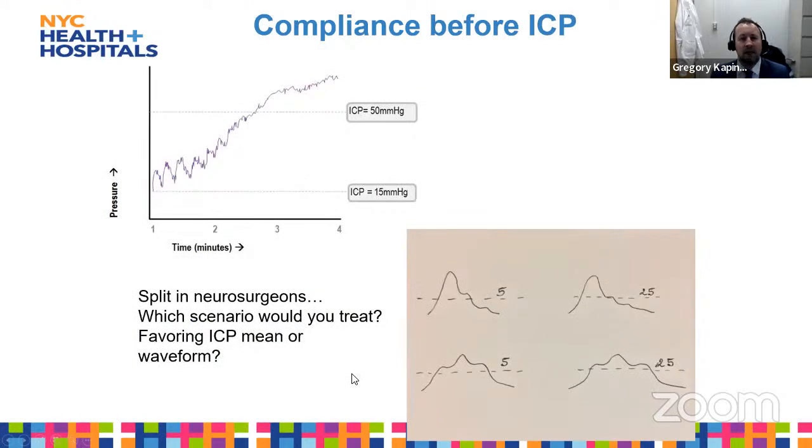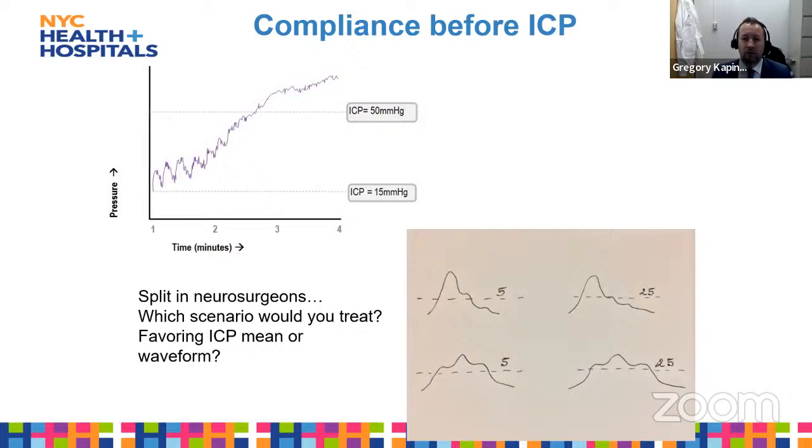and other measurements. And in 2013 or 14, I did a quiz in the audience of mostly neurosurgeons, and I was asking them which waveform would you treat out of those 4 scenarios right here. It was a little bit of a split. Obviously, the one on the top left, a mean of 5 and a beautiful waveform, very compliant, definitely nobody's gonna treat that. There's no crisis and there's no compliance issue.